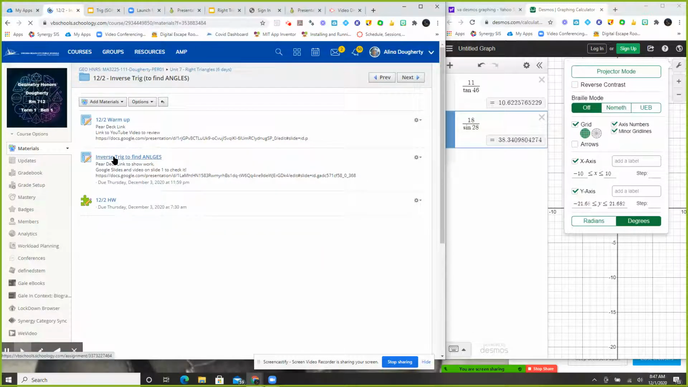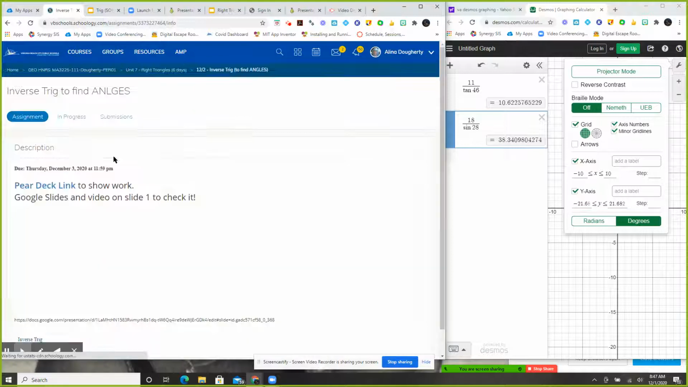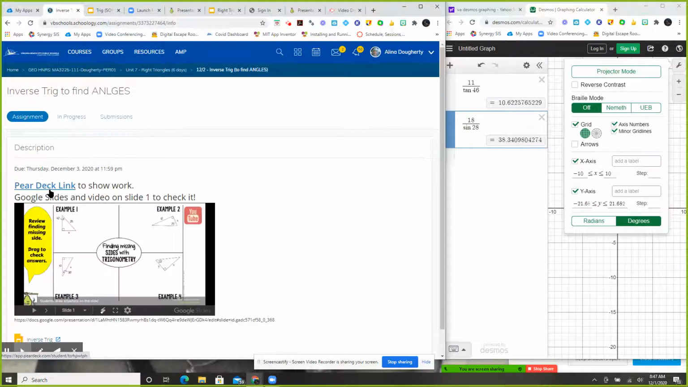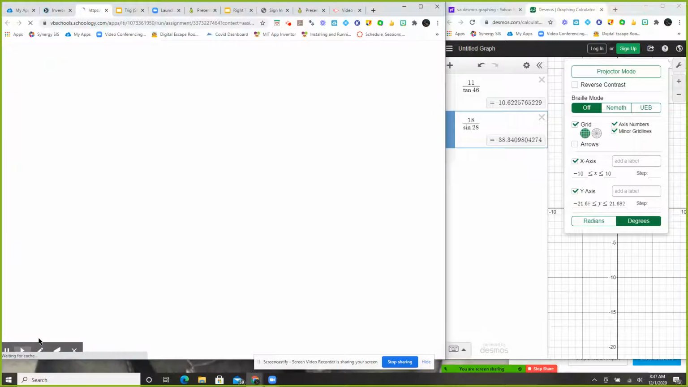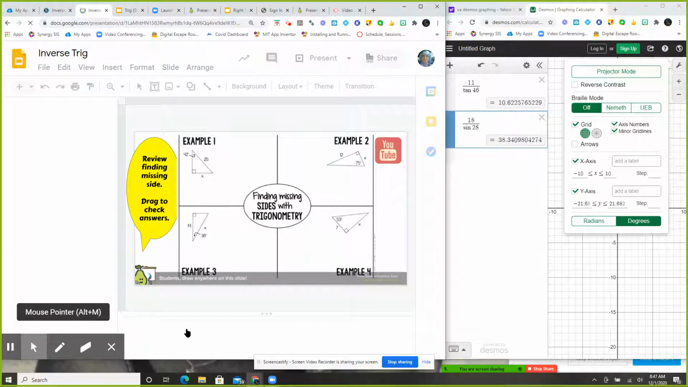After you do the warm-up, go into inverse trig. Inverse trig is just going to tweak what we did today a little tiny bit. Again, there's a Pear Deck link so you can show your work just like we did today. There's also the Google Slides. In order to get to the videos and the answers, you need to have the Google Slides. In order to show your work, you want to be on the Pear Deck.